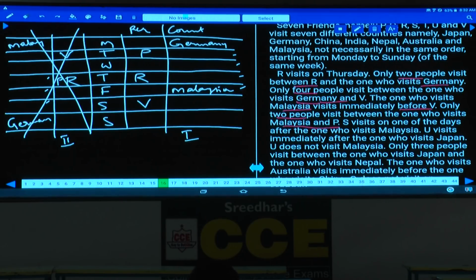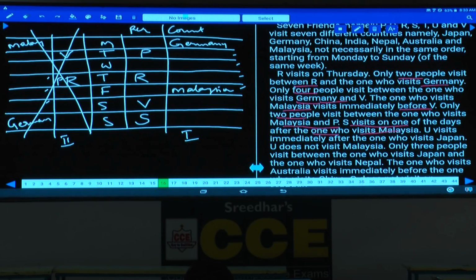And S visits on one of the days after the one who visits Malaysia. S is on one of the days after Malaysia. Now we are left with only one case, and the person who visits Malaysia is on Friday, so S must be after this one, either on Saturday or Sunday. Out of which Saturday is already filled by V, hence what is left over here? S must be on Sunday. Done with this one.